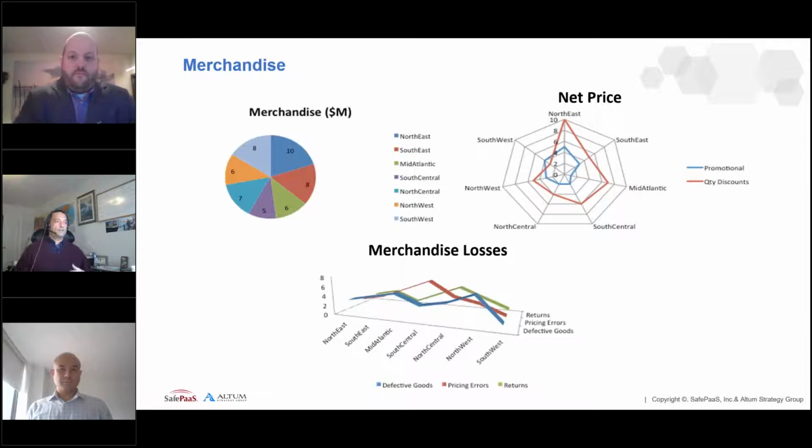Also pricing errors. On the graph at the bottom, you can see that pricing errors have caused some returns and defective goods and so forth, and you're able to respond to it quickly by having this information.